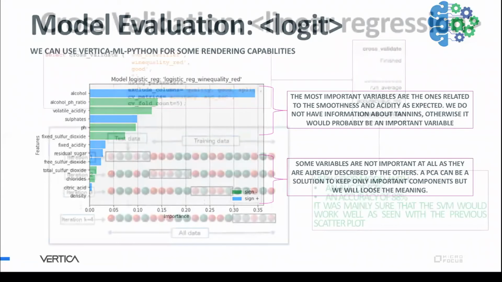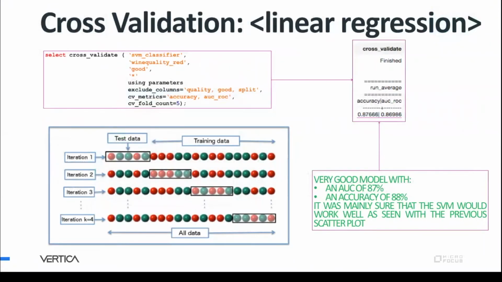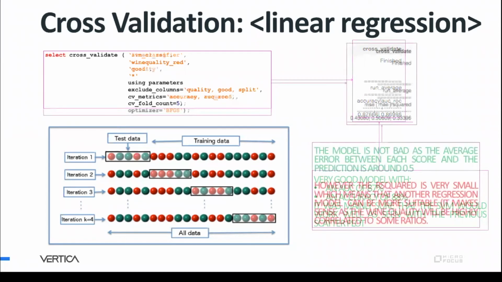But now let's build a regression model, as we have rates between 0 and 10. And in order to build it, we can use a cross-validation function that we have in Vertica. Yes, we have a cross-validation in Vertica, and I can indicate the number of folds using as metric, for example, the accuracy and AUC, and I can see that even the SVM classifier can be good to separate the data.